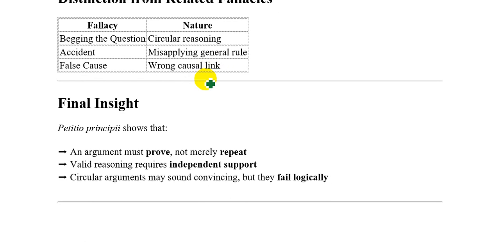Now, what is the distinction between the three different fallacies: begging the question, accident, and false cause? Begging the question is basically circular reasoning. Accident means applying a general rule without exception, and false cause means a wrong causal link.